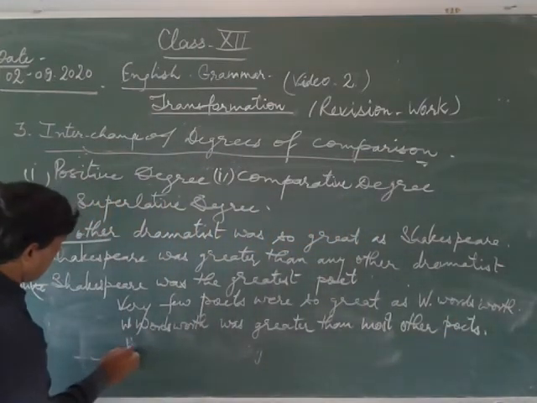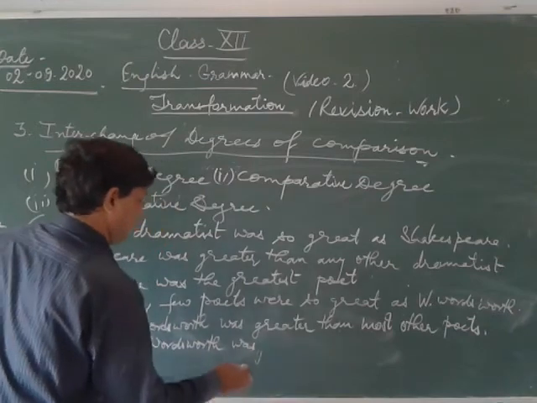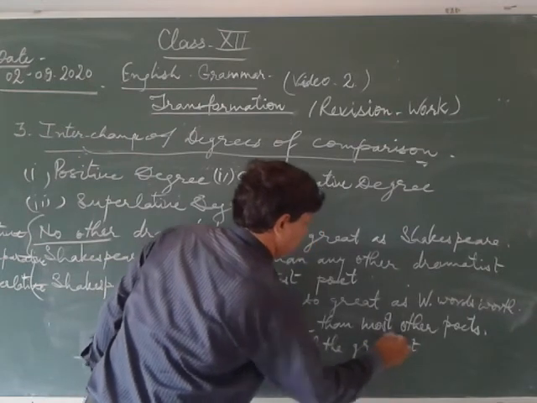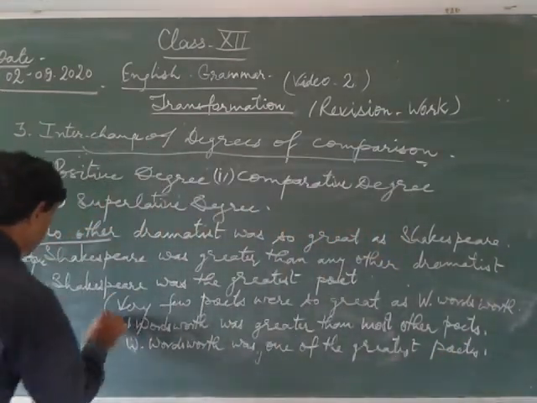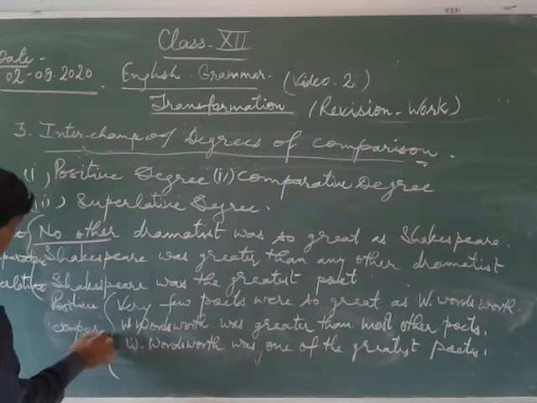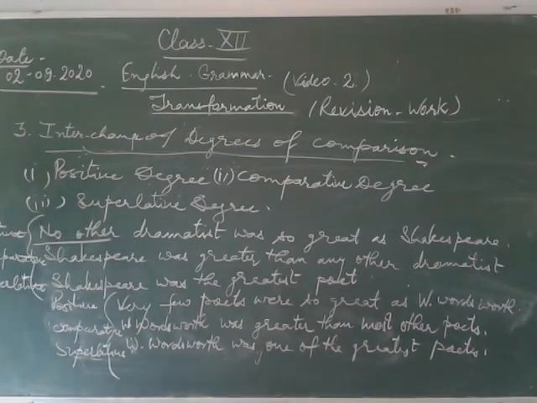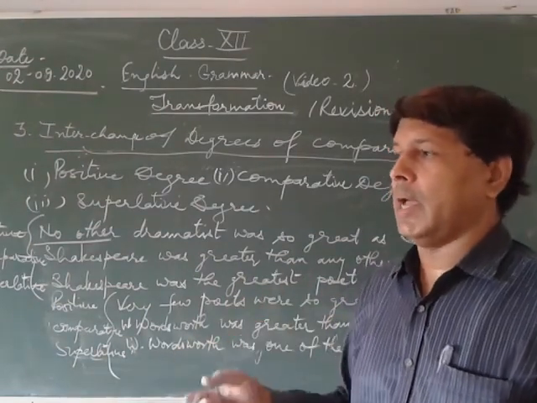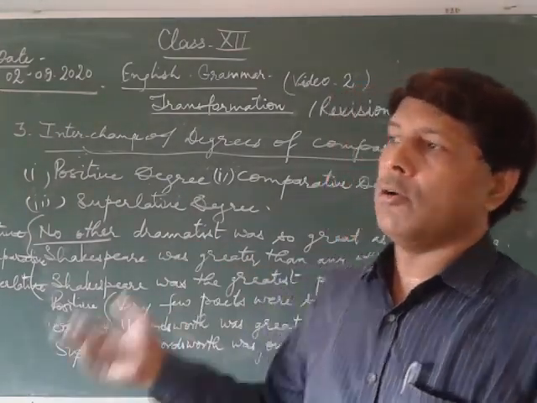In superlative degree, William Wordsworth was one of the greatest poets. This is positive, comparative and superlative. Others are just like the earlier rules, whatever I taught you in your affirmative and negative. I taught you the rules, how you will change positive into comparative and comparative into positive degree.